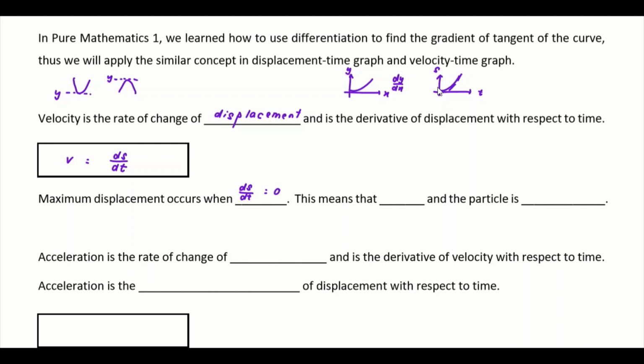Okay, so by having this, you might have a question. For a maximum point or minimum point, when we want to prove it, we need to show that the second derivative is greater than 0 or smaller than 0. So for maximum displacement, do I need to do the second derivative to show that it's maximum? You can think about it. The answer is no, you don't need to do that.